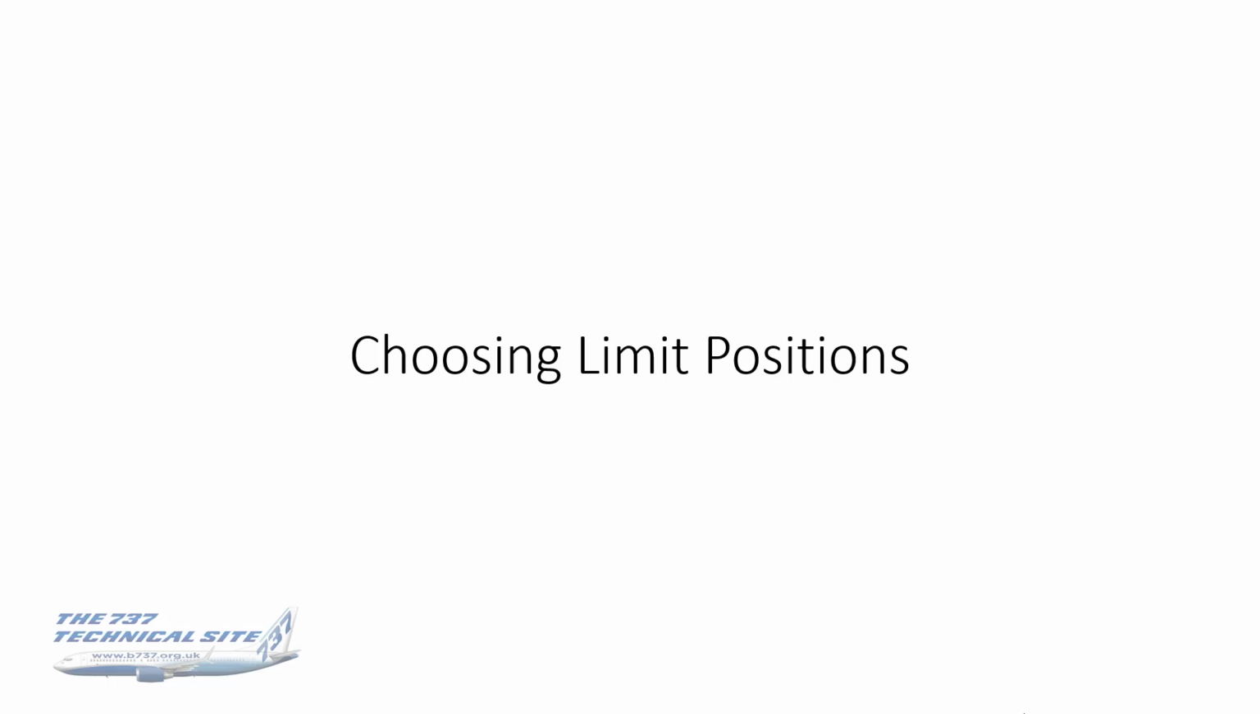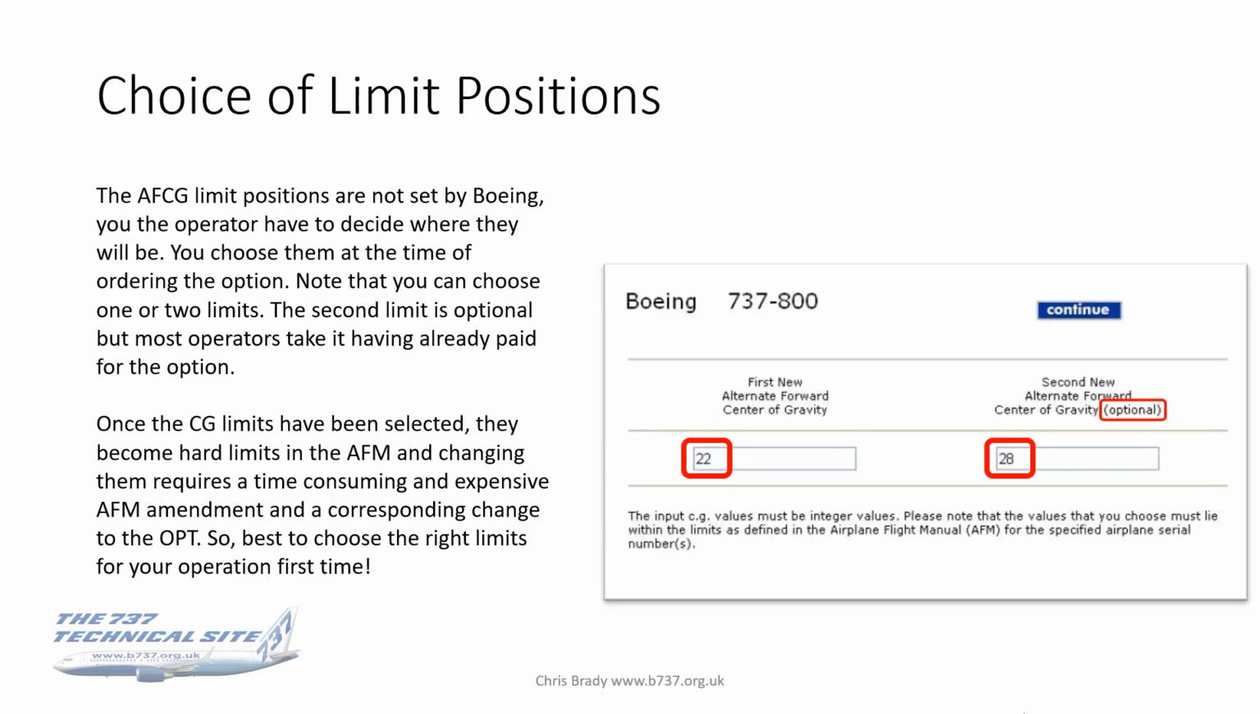Okay, so choosing limit positions. The AFCG limit positions are not actually set by Boeing. When you order the option, you as the operator have to decide where you will put the limits. You choose them at the time of ordering the option, and then that's it. They're then set in stone.